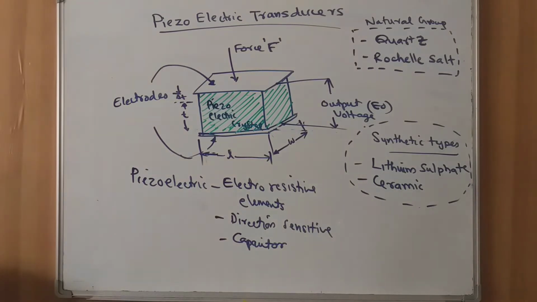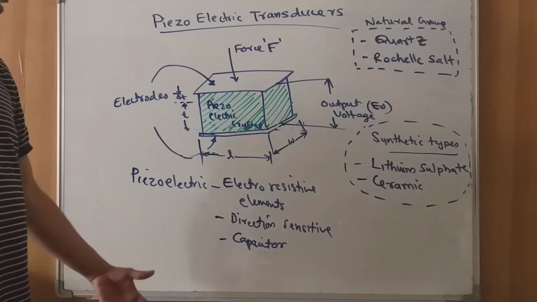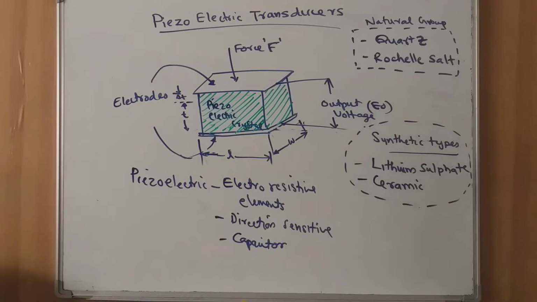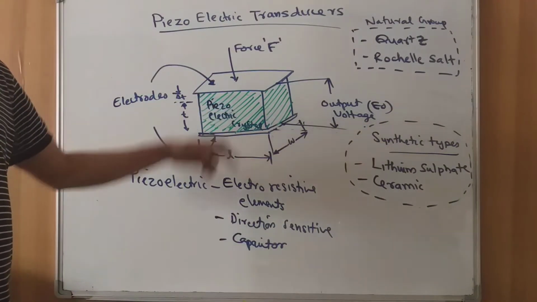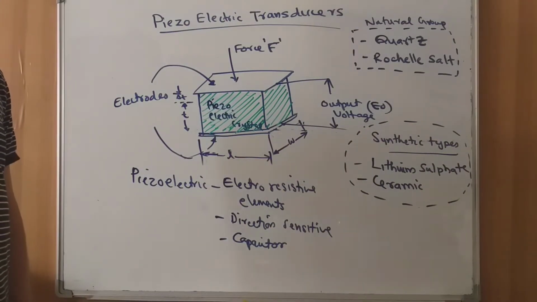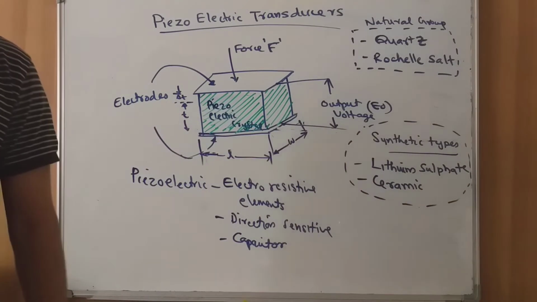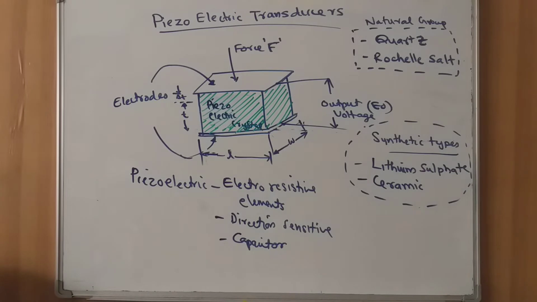So the piezoelectric transducer looks exactly like a capacitor, because the principle is also something like a capacitor. In the case of a capacitor we have two plates that are separated by a dielectric. In this case, that dielectric is replaced by the piezoelectric crystal or the transducer.